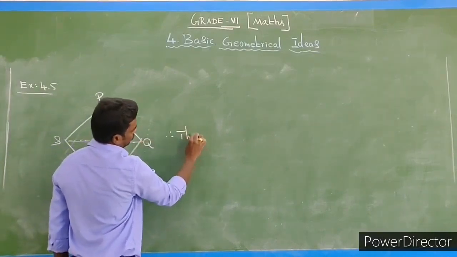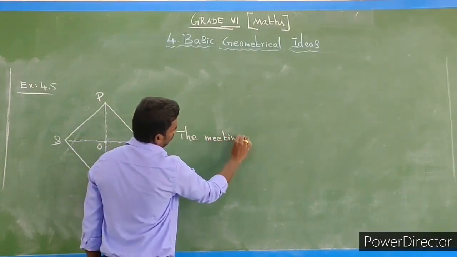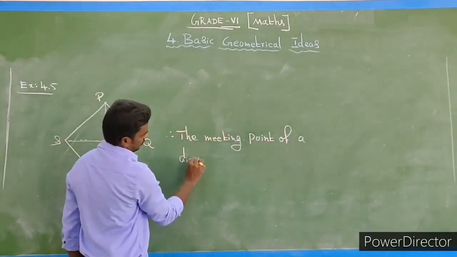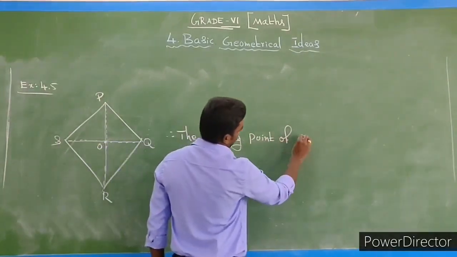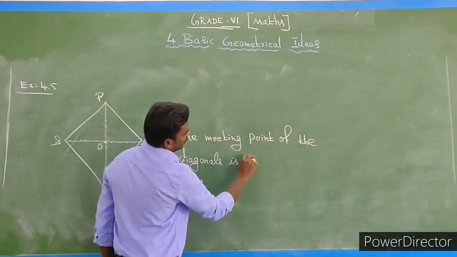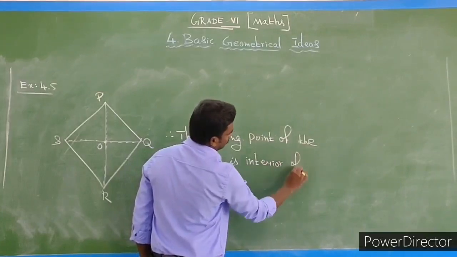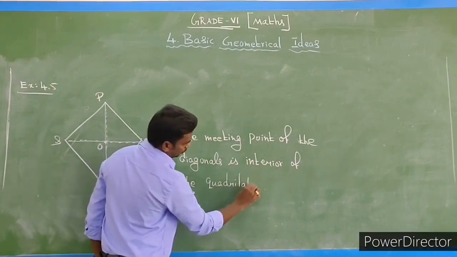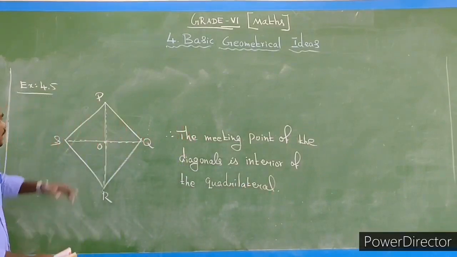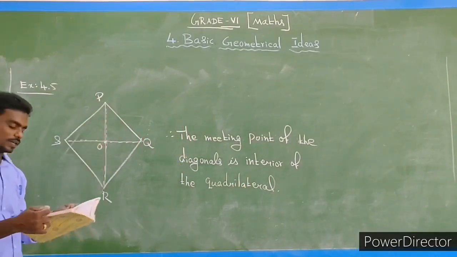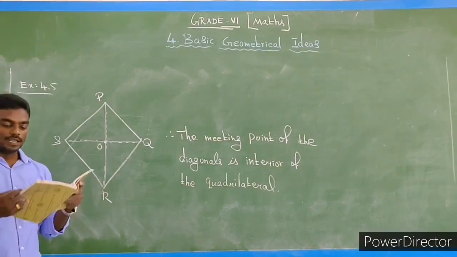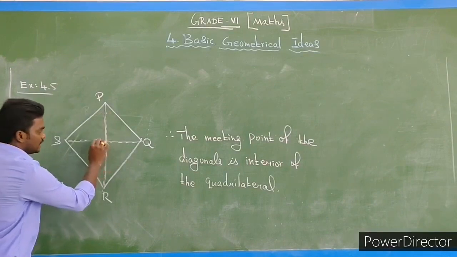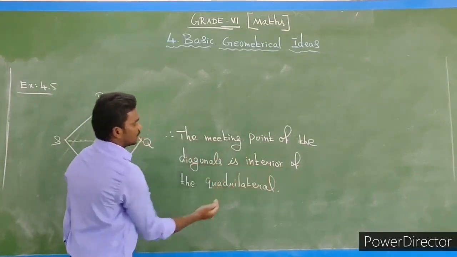Therefore, the meeting point of the diagonals is interior. Draw a rough sketch of the quadrilateral, draw its diagonals, name them. Is the meeting point of the diagonals in the interior or exterior of the quadrilateral? So we know that the meeting point of the diagonals is in the interior of the quadrilateral PQRS.